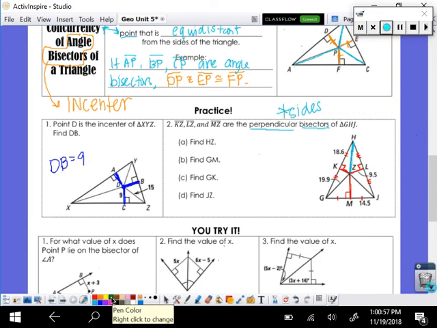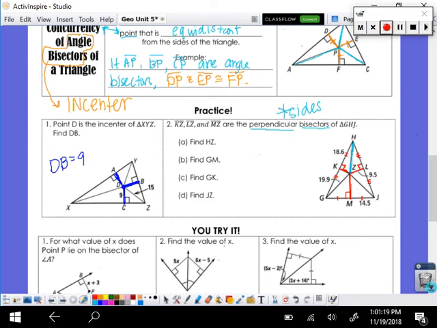If we go back to those perpendicular bisector notes, that's actually from last class, or maybe 2 class periods ago. We know that if you have a point that is on the perpendicular bisector, then that point is going to be equidistant to the 2 endpoints of your segment. So let's think about that.